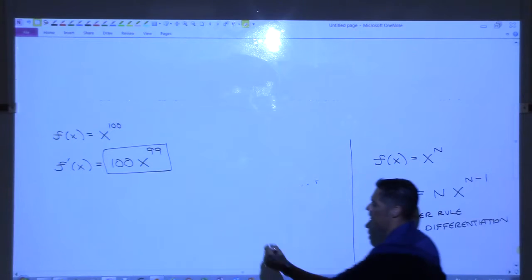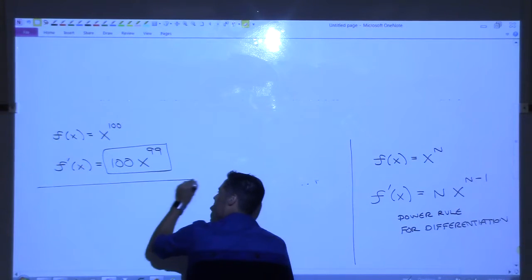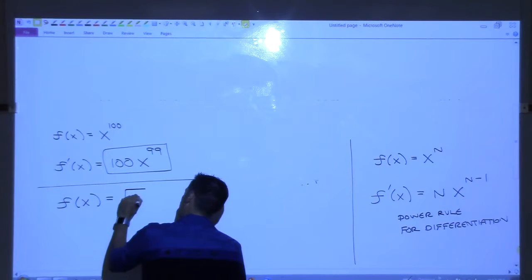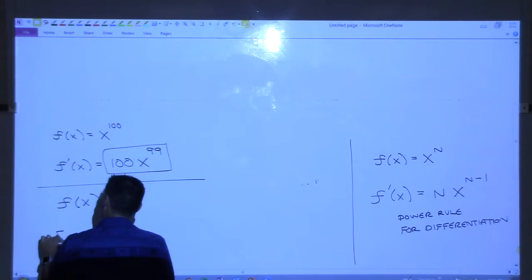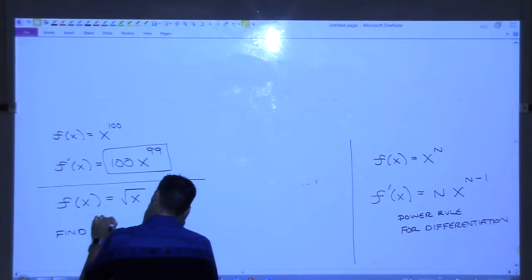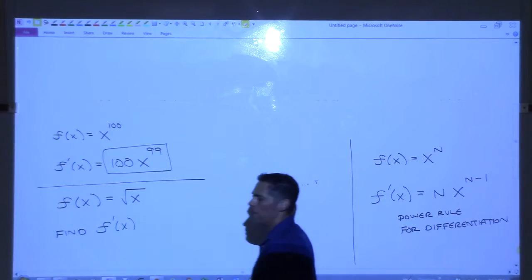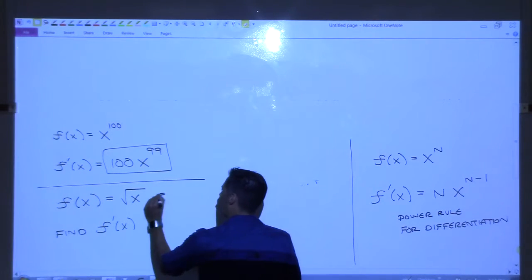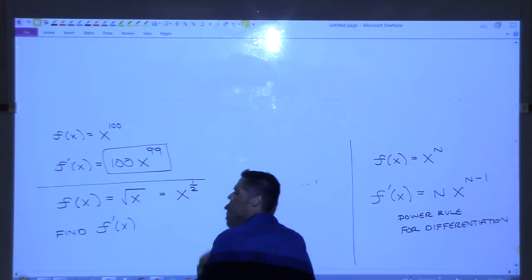Let's see it in action again. Let's say we have the function f of x equals the square root of x. Find f prime of x. Find the derivative. Okay, so this is x to what power? This is x to the half, right? That's what that really is.